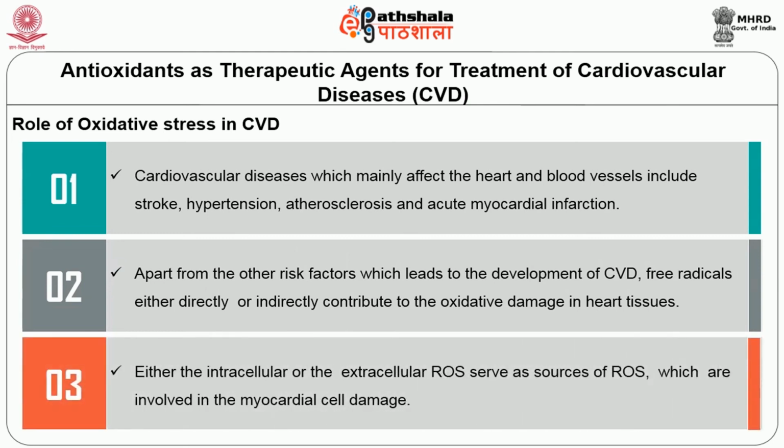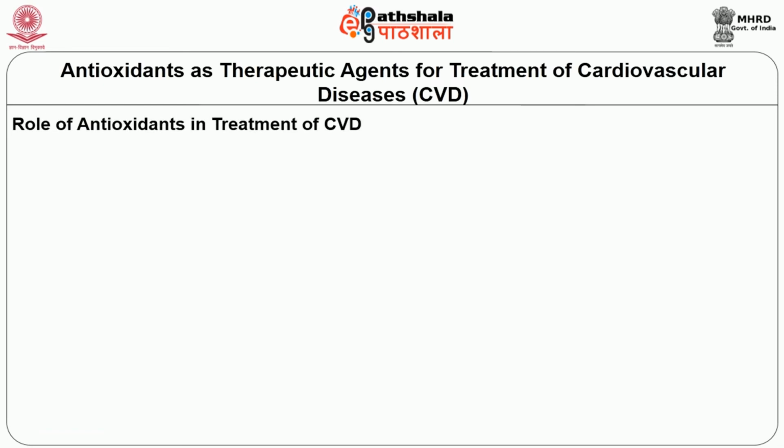Either the intracellular reactive oxygen species, which are formed from mitochondria and xanthine oxidase, or the extracellular reactive oxygen species formed from the neutrophils and macrophages, serve as sources of reactive oxygen species which are involved in the myocardial cell damage. Antioxidants play a major role in the treatment of many cardiovascular diseases.